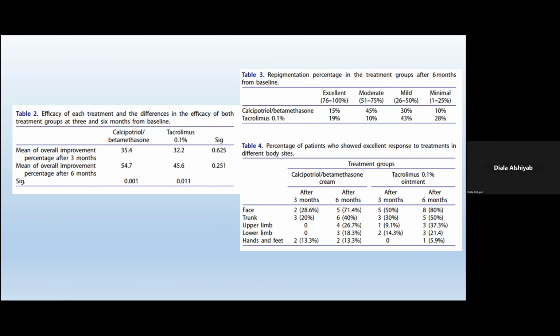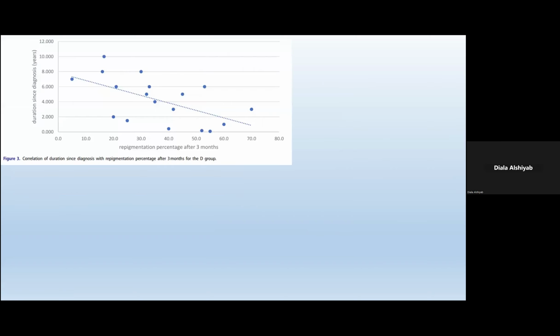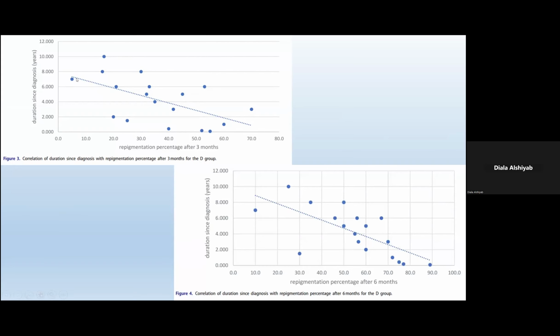Again, the response depends on the area involved. The better response is over the face and the least over the hands and feet. This figure shows the correlation between the duration of disease before starting treatment and the response to treatment. So the longer the duration of the disease, the worse the response. With increasing duration, the response decreases.